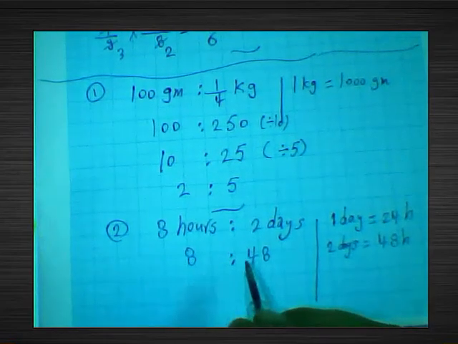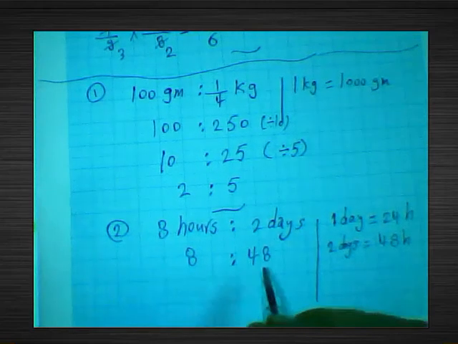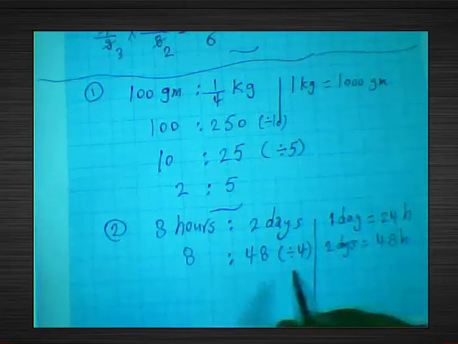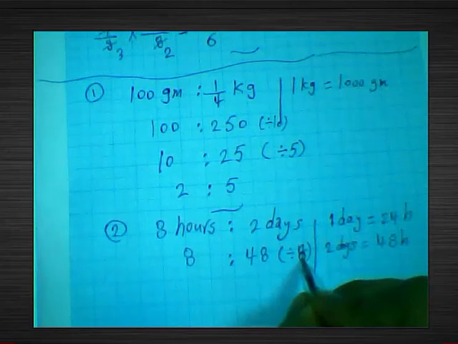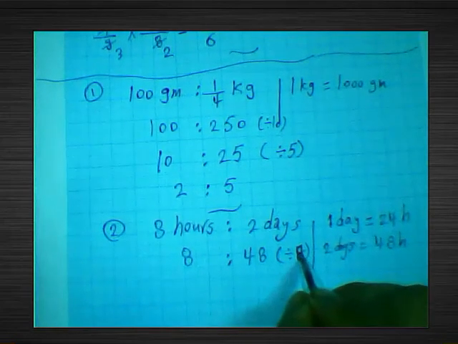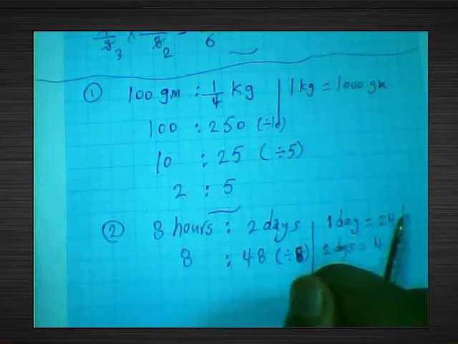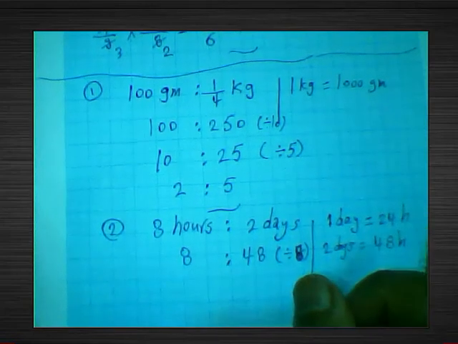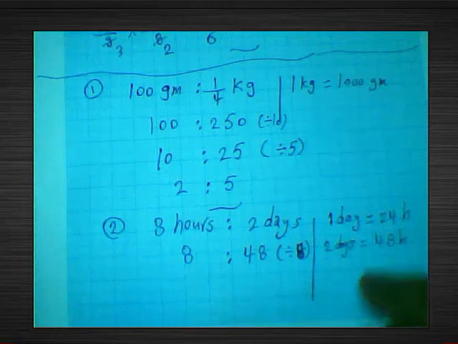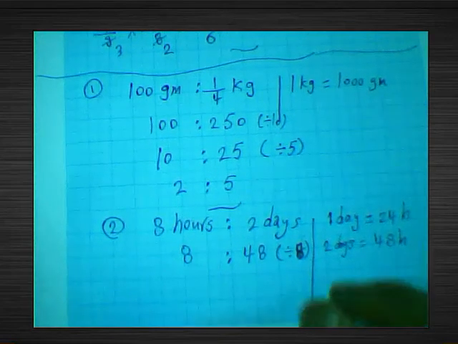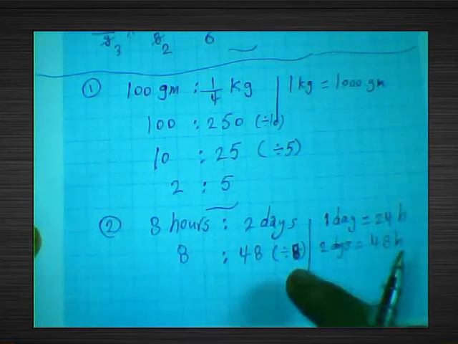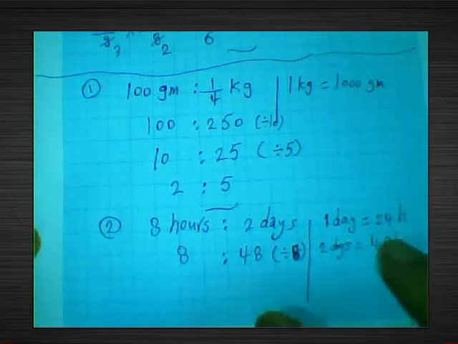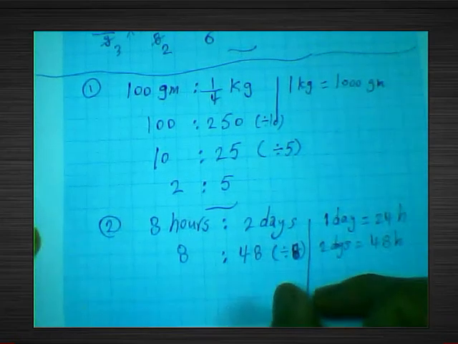8 and 48. The ratio between 8 and 48, we can divide by 4, or we can divide by 8 in one step, as you like. You can divide by 2 in another way: divide by 2, another step divide by 2, and another step divide by 2. Or if you divide by 4, another step you must divide by 2. It's true, don't worry. If you divide by 8, it's true, or divide by 2 and by 2 and by 2, it's true. But if you know the highest common factor, you must do it first.